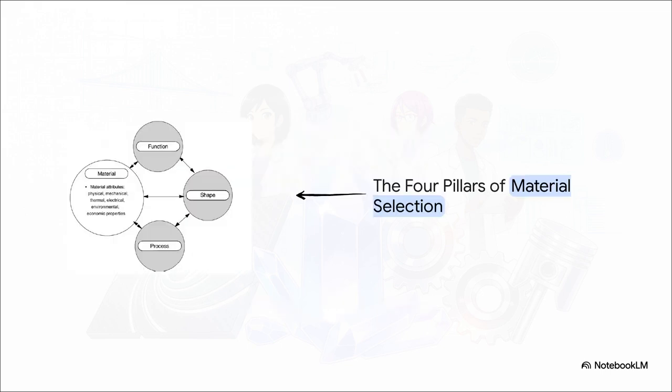This really brilliantly illustrates that material selection doesn't happen in a vacuum. It's a complex interplay between 4 crucial pillars: the material itself, its shape, the manufacturing process, and most importantly, its ultimate function. Notice how function sits right at the top there? That's the primary driver. The function dictates the material, but hey, the material also limits the process and the shape. So it's this continuous, interconnected loop.